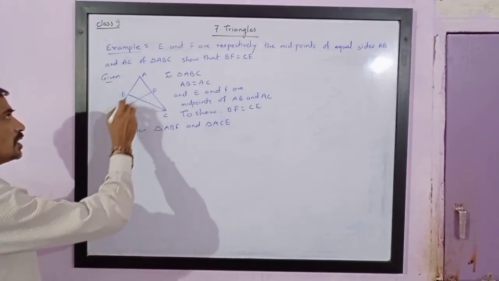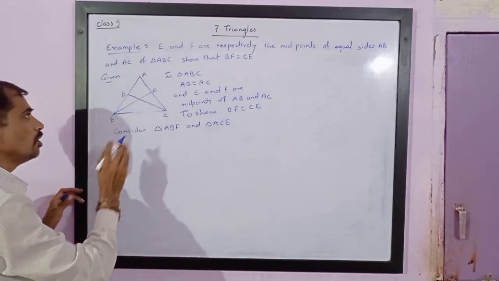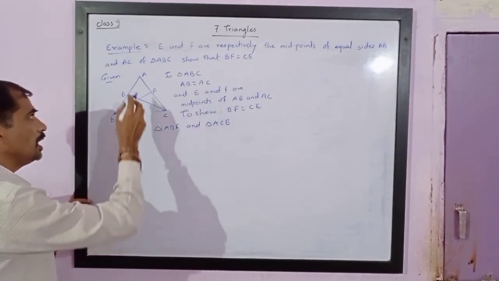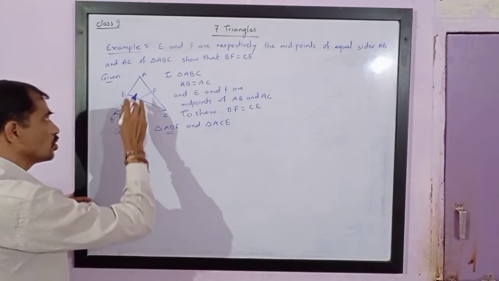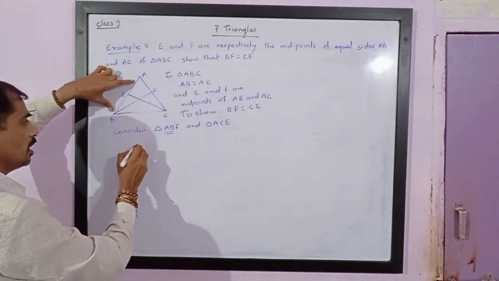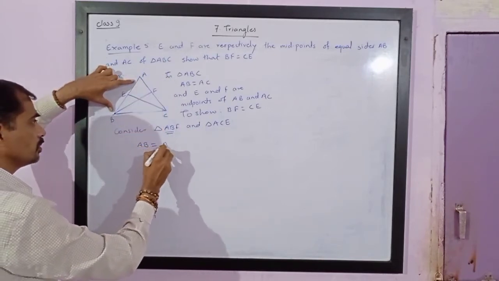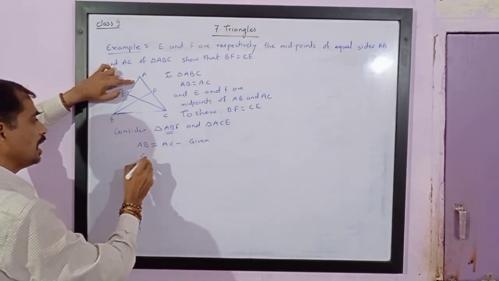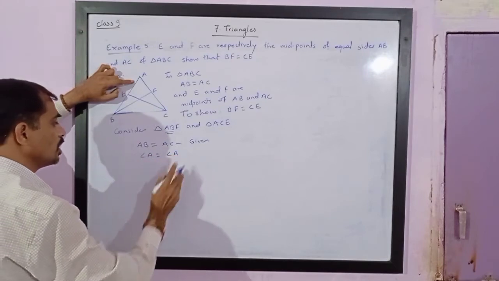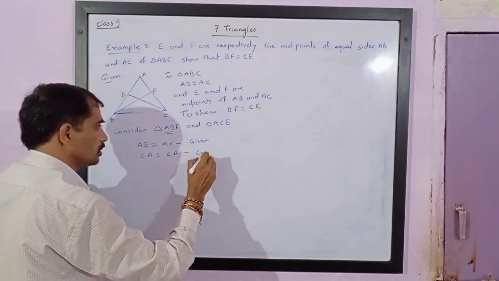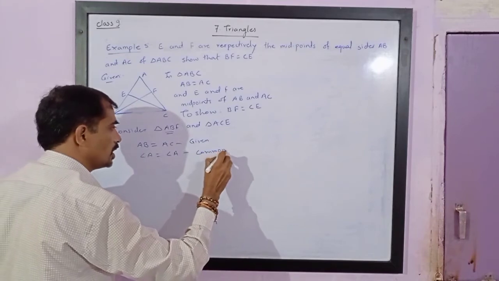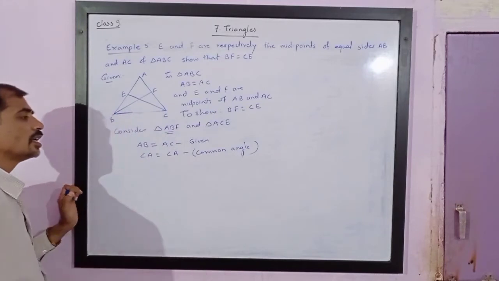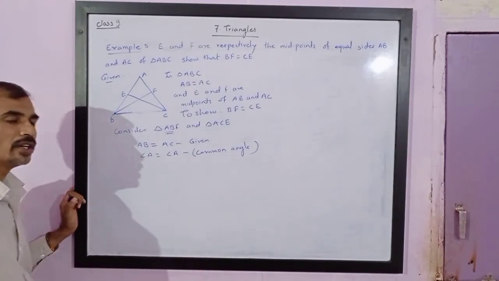If you consider these triangles, we are already given AB is equal to AC. So this side is equal to this side. This is given to us. Then angle A is equal to angle A because it is a common angle. We know the property: every angle is congruent to itself.